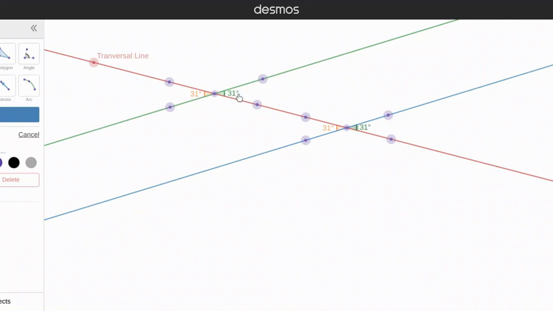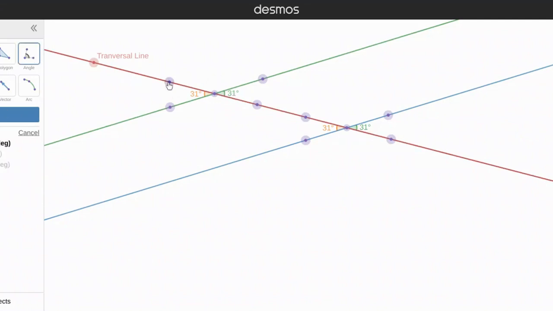Now, look at this green angle and this orange angle. Well, those are alternate interior angles. And what do you notice about alternate interior angles? They're going to end up being congruent. What about this orange 31 degrees and this green 31 degrees? Well, those are alternate exterior angles. And since the lines are parallel, alternate exterior angles are going to end up being congruent to each other.